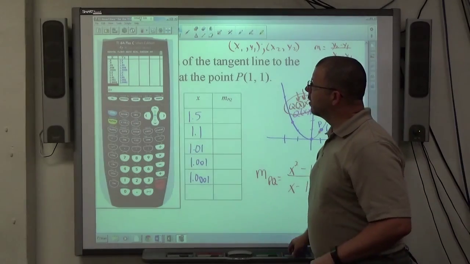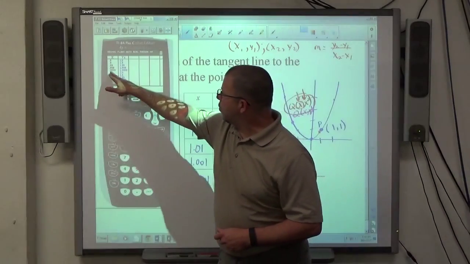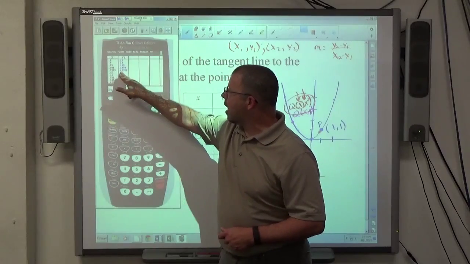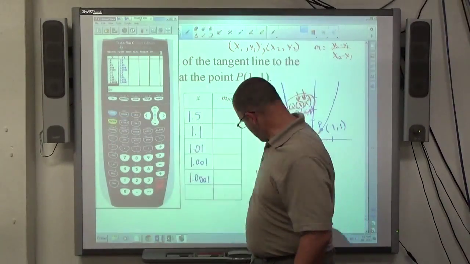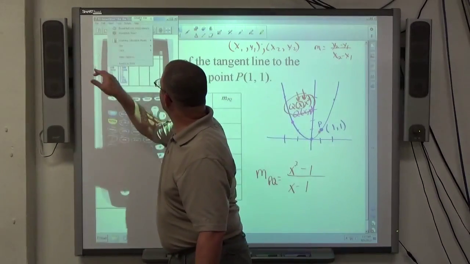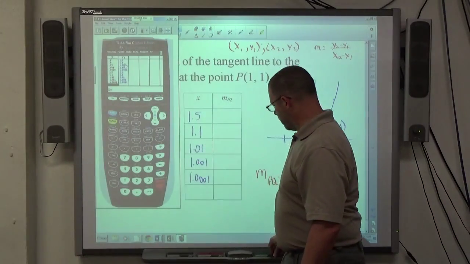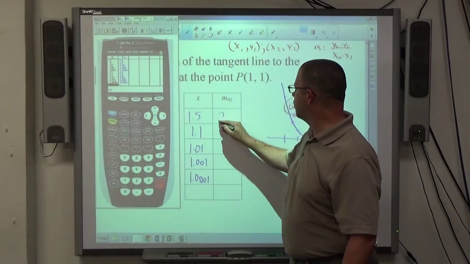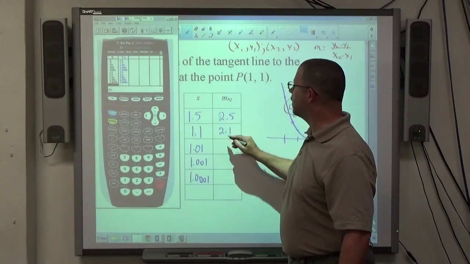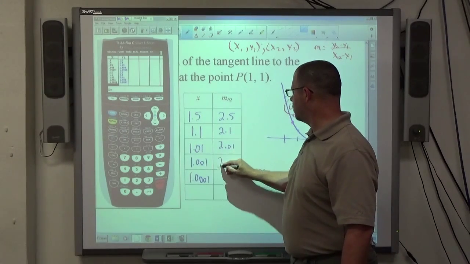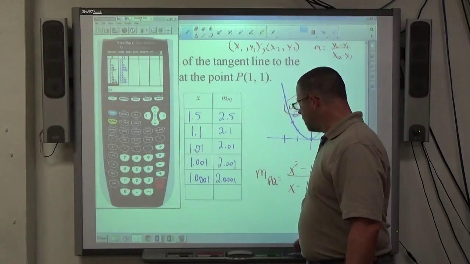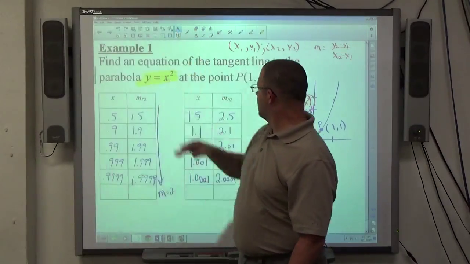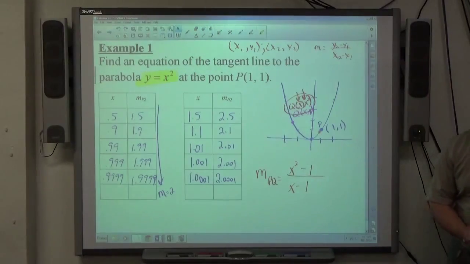Alright. But look at the outcomes here. Again, x is the x coordinate, y represents the slope of the secant line. Notice at 1.5 it's 2.5, and 1.1, 2.1, and so on like that. So 2.5, 2.1, 2.01, 2.001, 2.0001. Again, just recording the information on your paper.